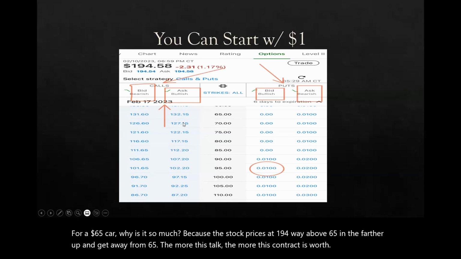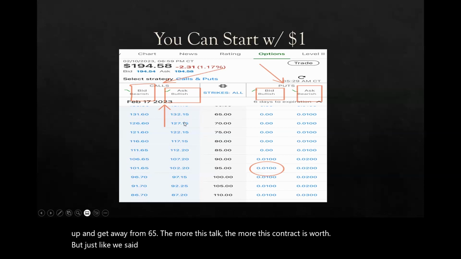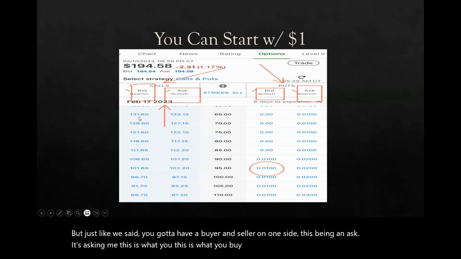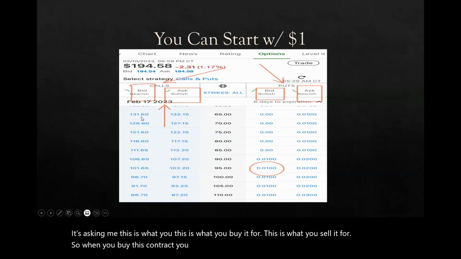But just like we said, you got to have a buyer and seller on one side. This bid and ask, this ask and bid, this is what you buy it for. This is what you sell it for. So when you buy this contract, you're automatically down by it. You're already down, because someone is always making profit.